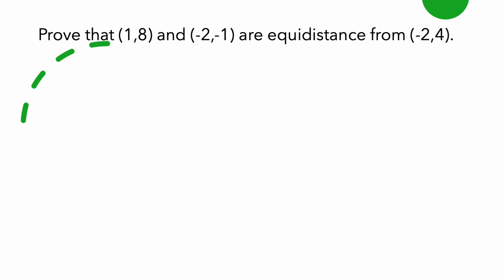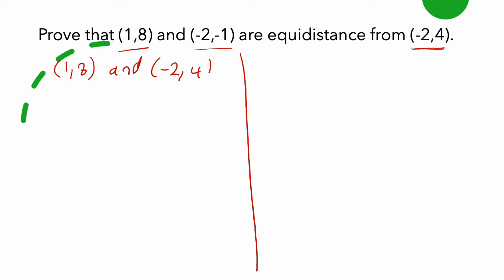Now trying to prove that the points (1, 8) and (-2, -1) are equidistant from (-2, 4). Equidistant means you're going to deal with the distance formula, and the distance between this point here and (-2, 4) is equal to the distance between (-2, -1) and (-2, 4). So we will apply the distance formula twice. First between (1, 8) and (-2, 4).